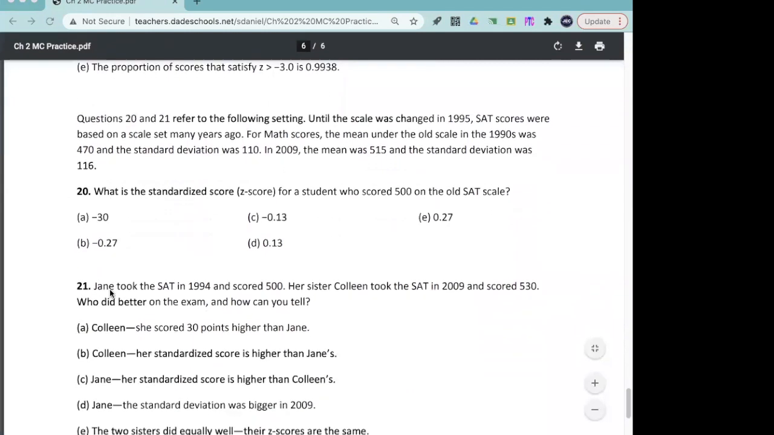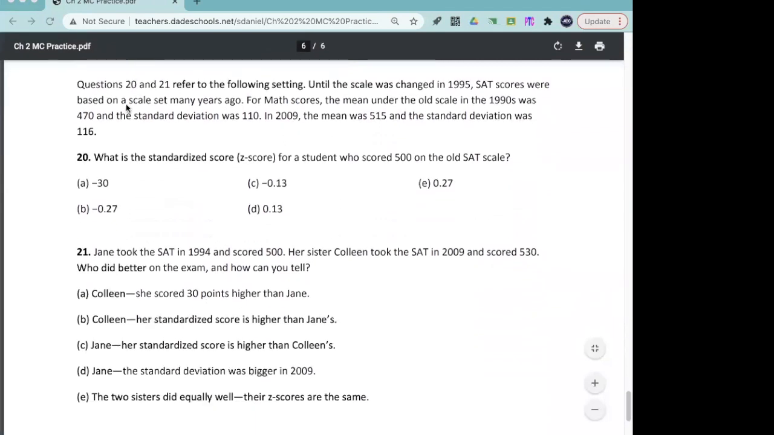Okay, number 20. So number 20 made me really sad because my brother took the SAT in 1991 and I took the SAT in 1995, right after they changed the SAT. So I didn't do as well as he did, but this made me realize that I did a lot worse than he did comparatively to the standard score. But I will not reveal either one of our scores.